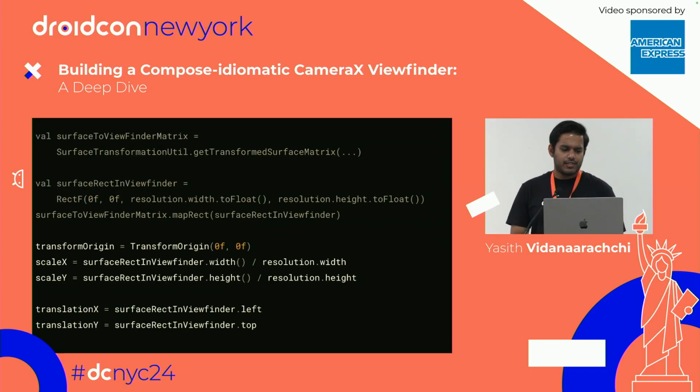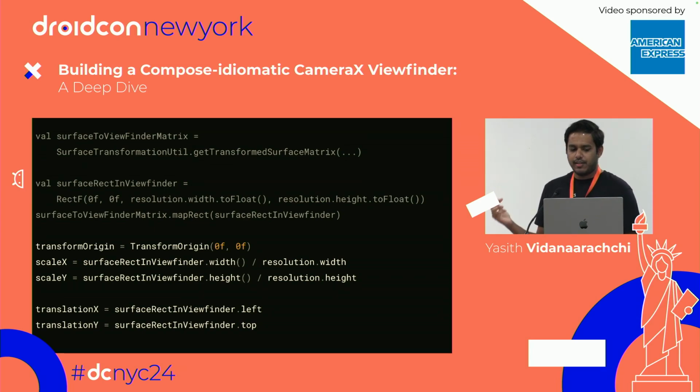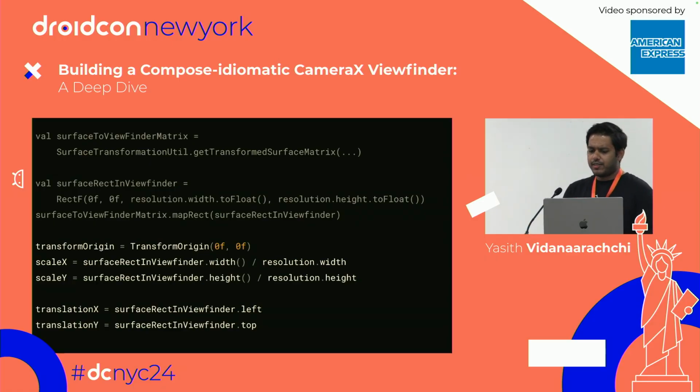Inside of Compose, the scale is pretty straightforward. We calculated our rectangle, and we have the size of the frames we are getting, so we can just divide one by the other in order to figure out how much we want to scale. And the translation is also pretty simple, because we previously laid out everything at the origin. So now we should have an appropriately scaled and positioned surface that we can draw frames onto.